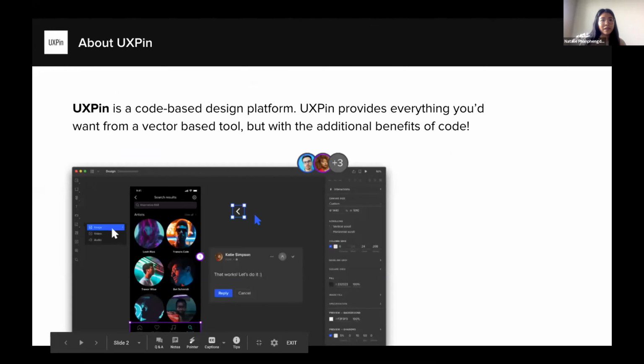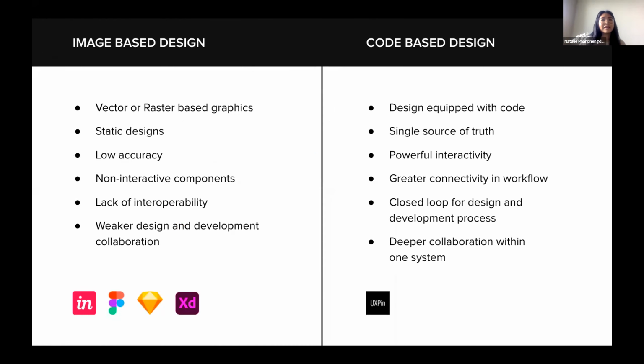Okay, so a little bit about us. UXPin is a code-based design platform that provides designers the ability to build low to high fidelity prototypes. So basically everything you'd want from a vector-based tool, but with the additional benefits of code. And that means that teams can design in code without knowing how to code. They can build powerful interactive designs by implementing logic, variables, and states. And most importantly, UXPin also strives to help design and development teams connect much deeper as they share the same design system and have a single source of truth in one system.